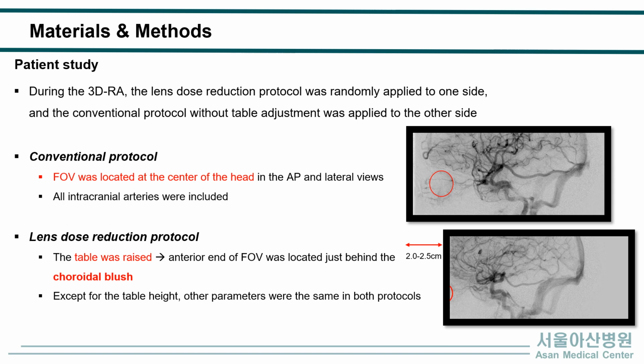In the conventional protocol, the FOV was located at the center of the head in the AP and lateral views. Consequently, all intracranial arteries were included. On the other hand, in the lens dose reduction protocol, the table was raised, and the anterior end of the FOV was located just behind the choroidal blush.